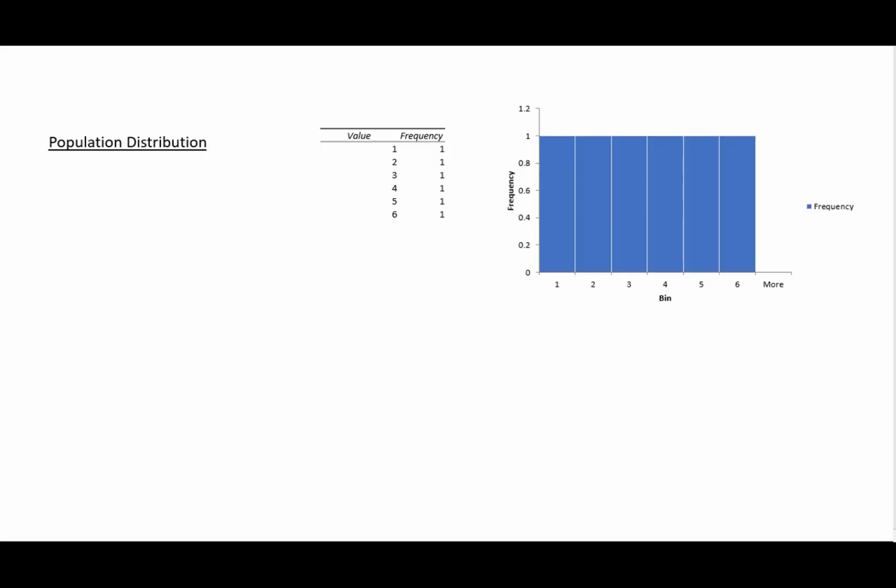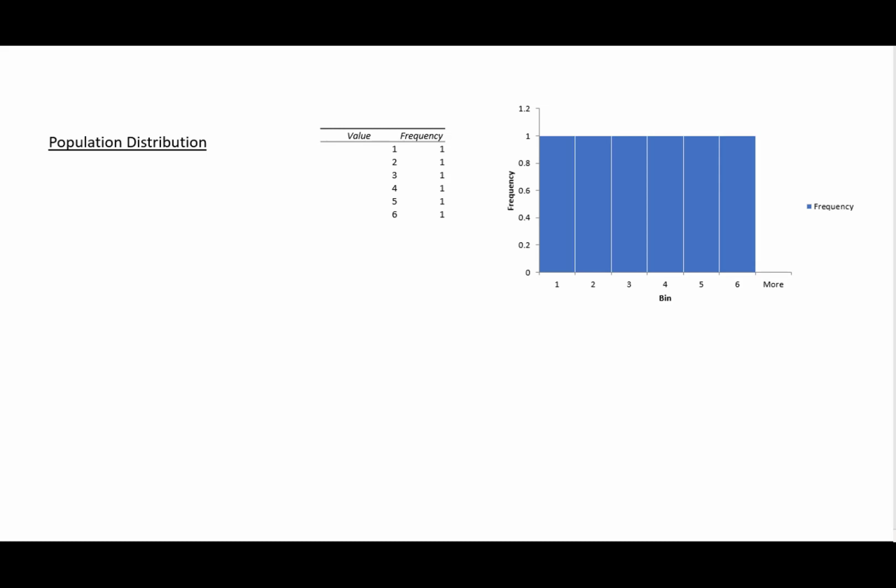Let's recap where we're at with this. We started out with a population. The population had 6 scores in it. The scores happened to be a 1, a 2, a 3, a 4, a 5, or a 6. We can represent these in a frequency table that would look something like this. All right, and you can see the table. A value of 1 occurs once, a value of 2 occurs once, a value of 3 occurs once, etc.